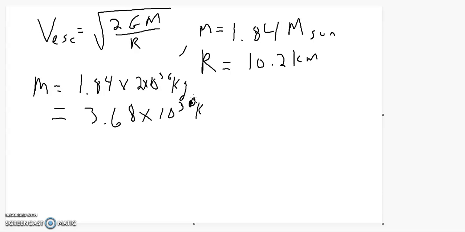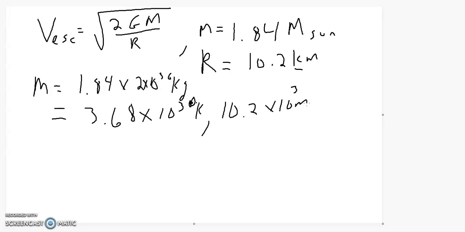And then R is pretty trivial. We just have to change kilometers to meters, so it would be 10.2 times 10 to the third meters. And of course, big G is what it always is, the universal gravitational constant, which is 6.67 times 10 to the minus 11th.